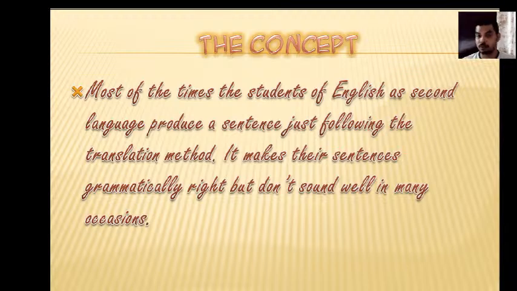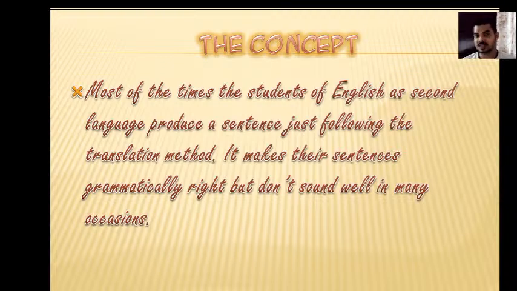At first, we must learn the concept. What's the concept of formal and informal? Most of the time, students of English as a second language produce a sentence just following the translation method. It makes their sentences grammatically correct, but they don't sound well on many occasions. So when you produce a sentence, you might be grammatically correct, but it doesn't mean that your sentence is successful.